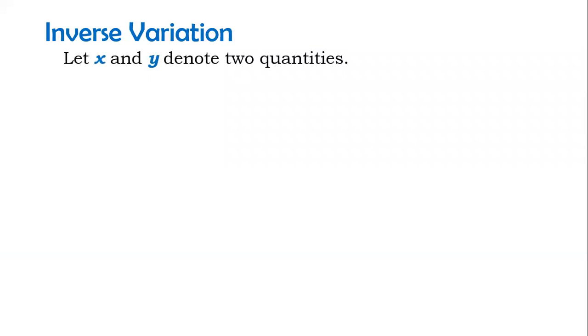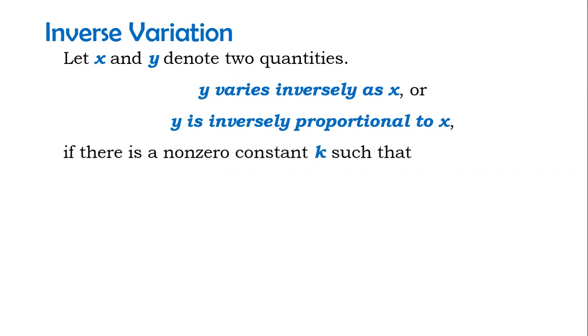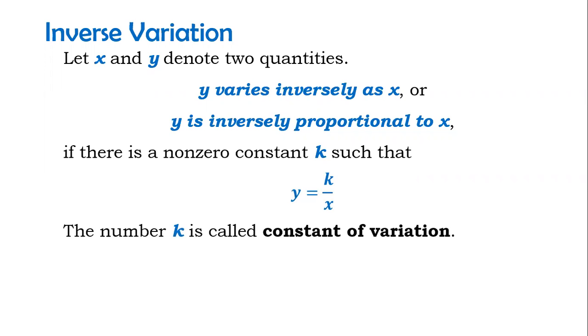We let x and y denote two quantities, and inverse variation is: y varies inversely as x, or y is inversely proportional to x, if there is a non-zero constant k such that y is equal to k over x. So the equation of inverse variation is y equals k over x. The number k is called the constant of variation.